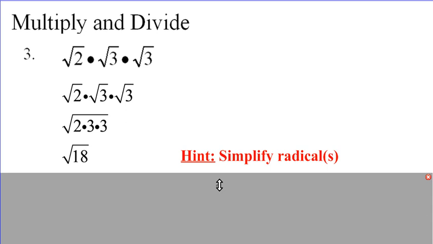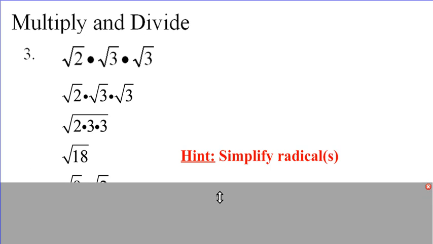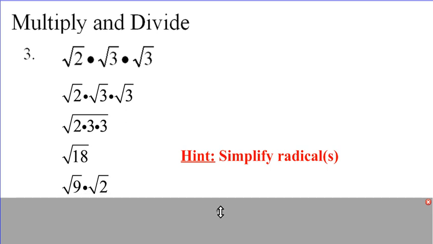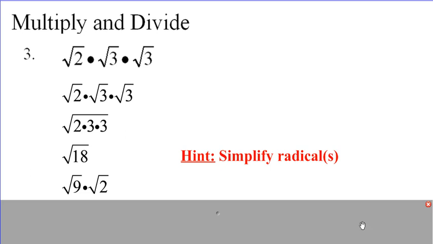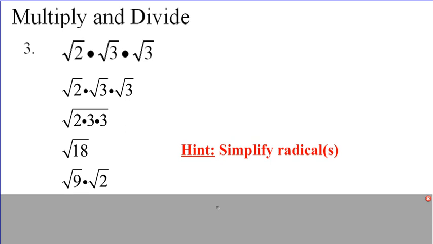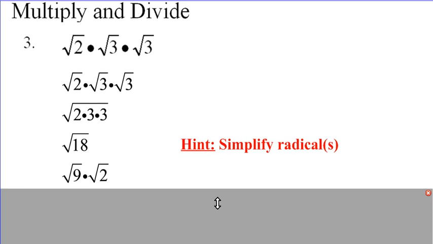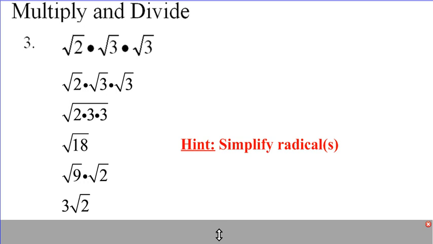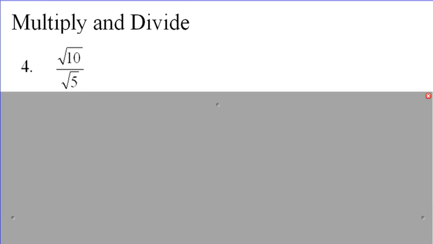Again, at this point, you want to ask yourself, do you have any perfect square factors? In this case, we know 9 is a perfect square factor of 18, and so we're working with the square root of 9 times the square root of 2. We know the square root of 9 has a value of 3, and we will keep our square root of 2, so our simplified answer would be 3 square roots of 2.